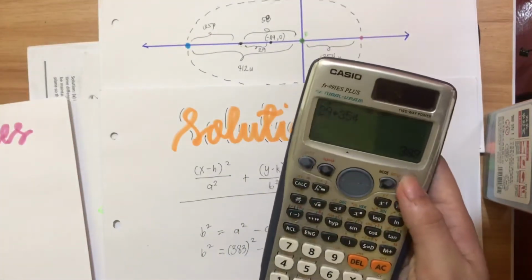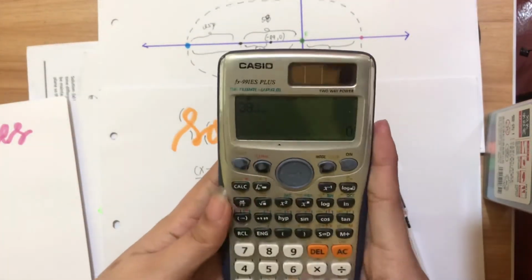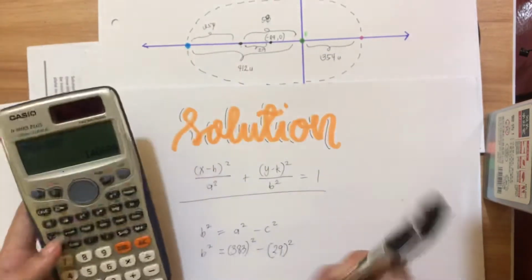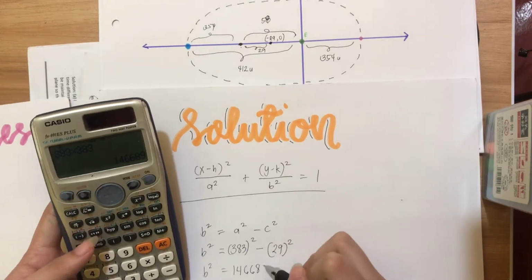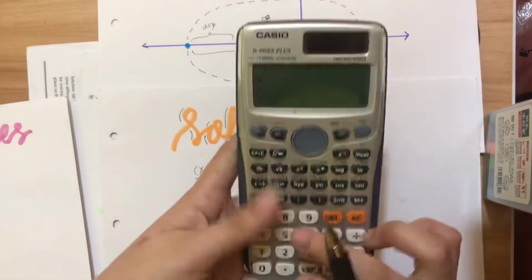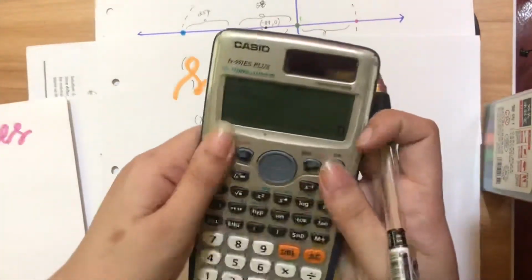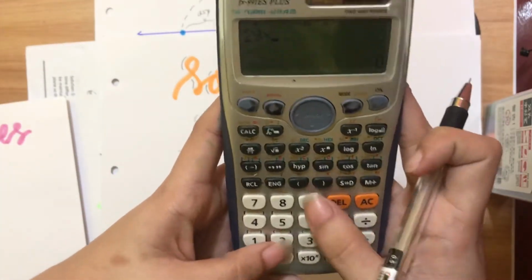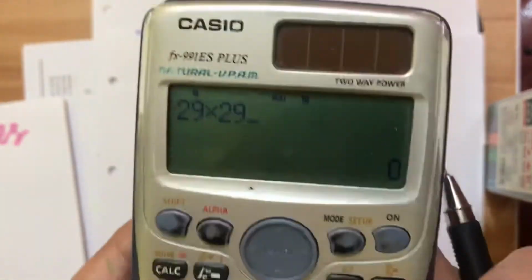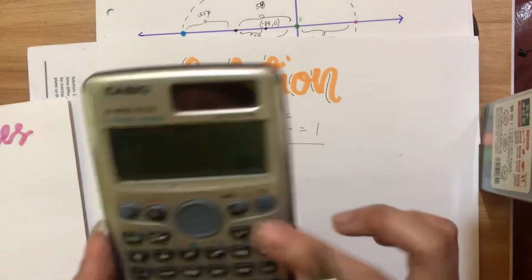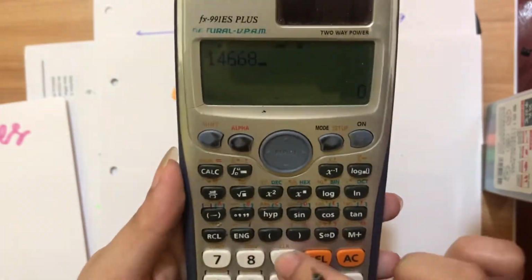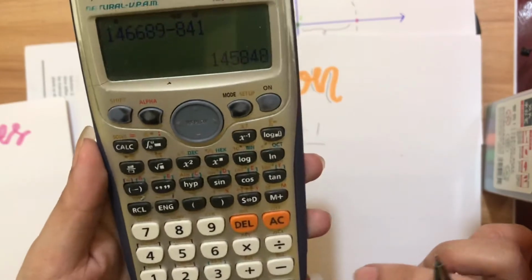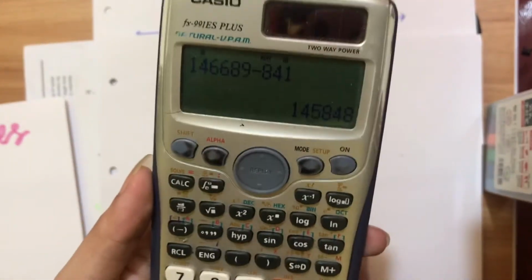Let us compute it using the calculator. 383 times 383 is equal to 146,689, minus 29 times 29, which is equal to 841. We will now subtract: 146,689 minus 841 is equal to 145,848.